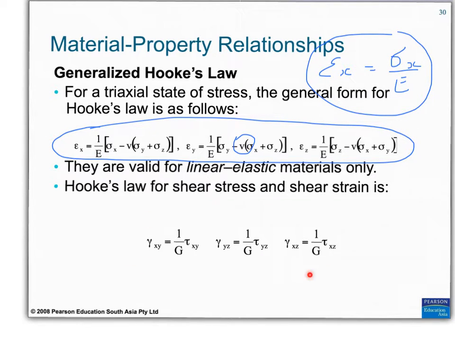Okay, here we have Hooke's law for shear stress and strain. With shear stress and strain, we only have this simplified version of the equation. There is no coupling between the shear strain in one plane with shear stress in another plane. So we don't have to worry about any lateral or out of plane shear strain being developed from a shear stress in another plane, like we do with the generalized Hooke's law for normal stress and strain.